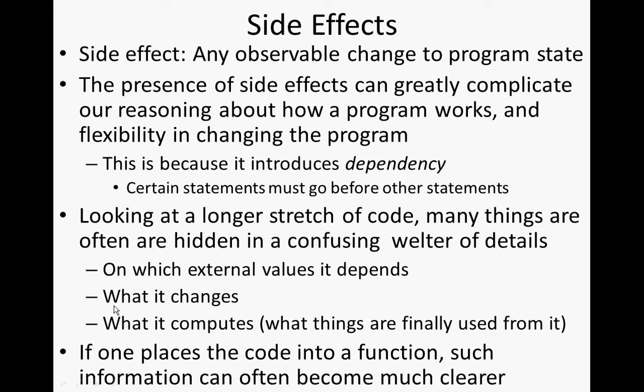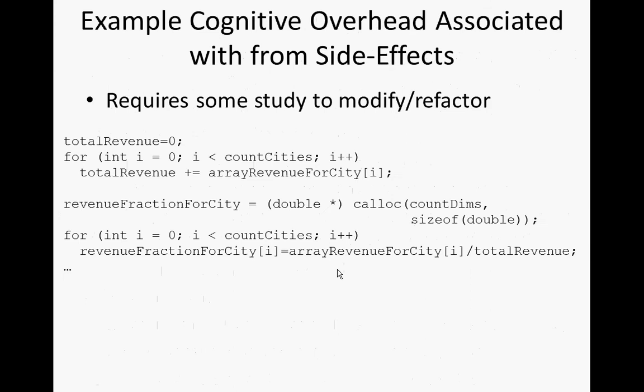It turns out placing code in a function makes this sort of information much easier to see. We can see very clearly on what external values it depends, because those are the parameters. We can see what it changes much more easily, because those are the things that are written and visible outside that function. So in a language like C, that would be things that are global variables. And what it computes, well, those are the things which are returned from it. So let's see an example of this.